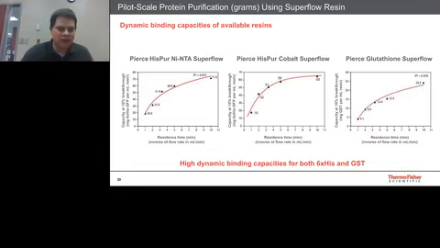Dynamic binding capacities for HisPur Nickel-NTA Superflow, HisPur Cobalt Superflow, and Glutathione Superflow are shown here. The resins all have high binding capacities. Binding capacity will be protein specific. Determining your binding capacity can be useful for further process improvement. Identifying the flow rate at which you see an inflection point in the binding capacity is a good starting point for optimal flow rate and yield in your purification process.